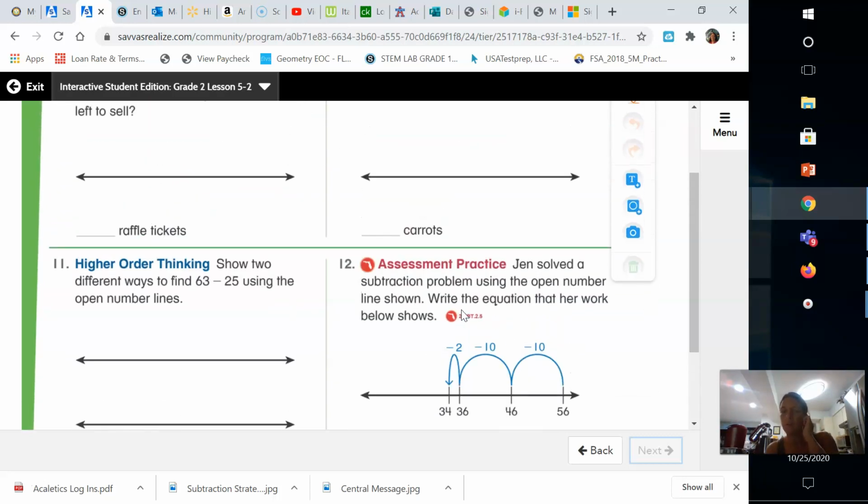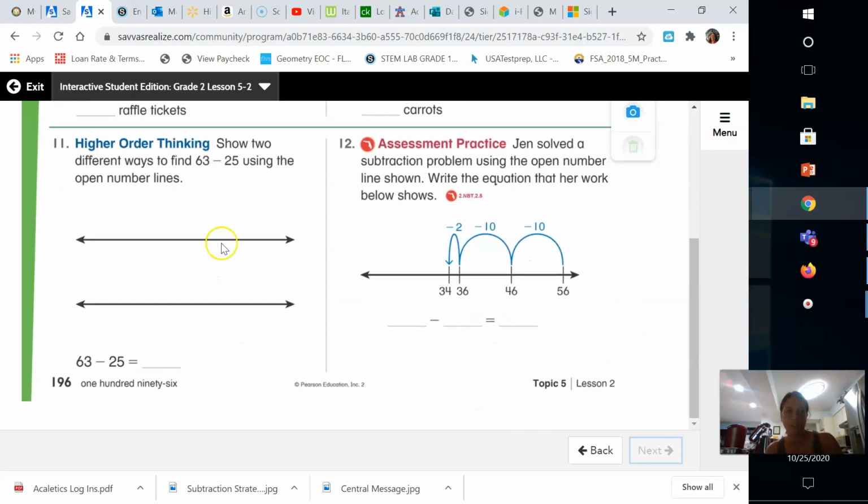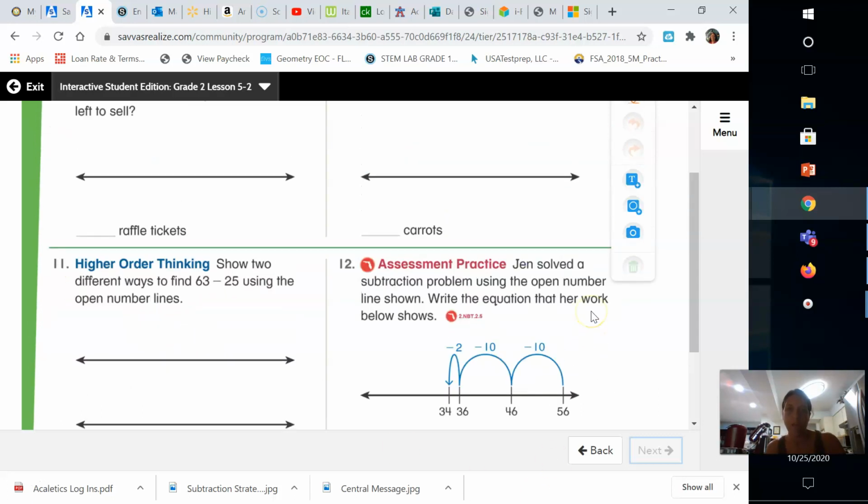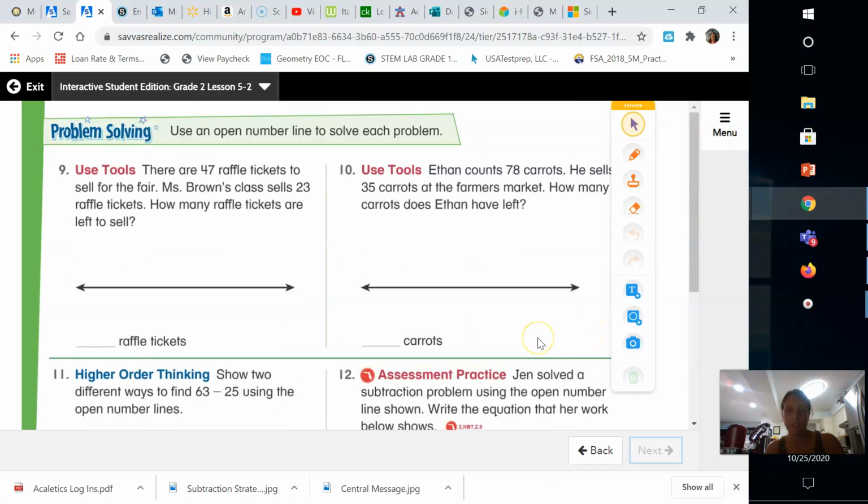So this one wants you to show both ways, where you do like 2 tens, like 10, 20, and then 1, 2, 3, 4, 5. And they don't want you to show the way where you just make one jump, 20, and then 5, okay? One jump for 10s, one jump for 1s. So try that. And then you're going to go into Savvas and do your practice buddy and quick check, and you will be done with 5-2.